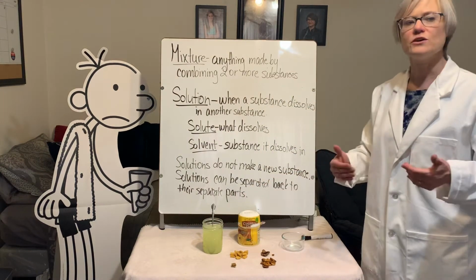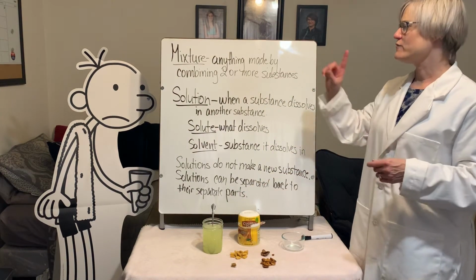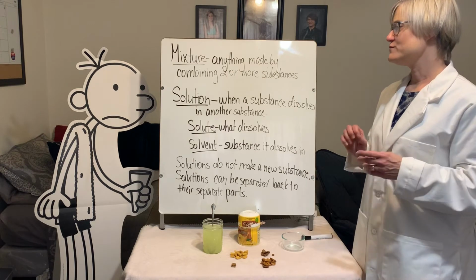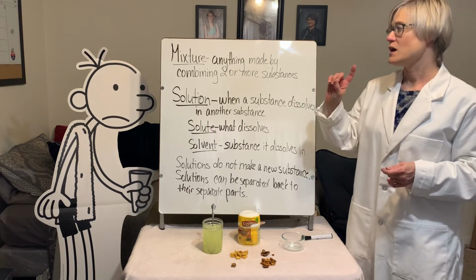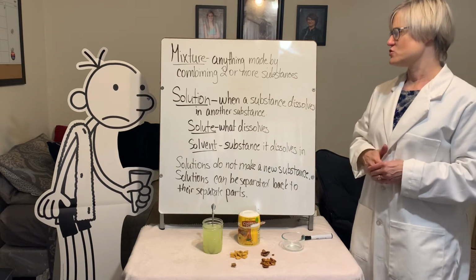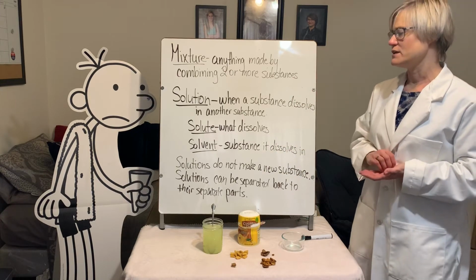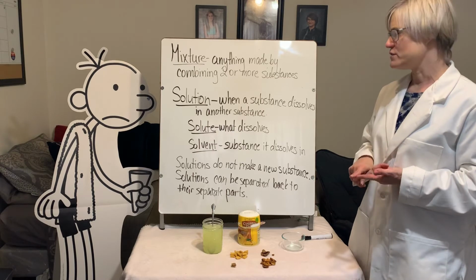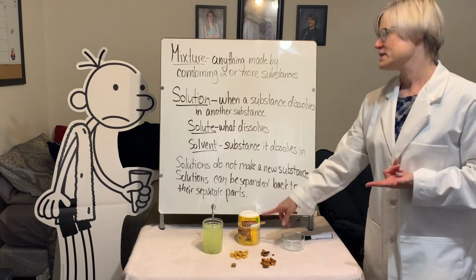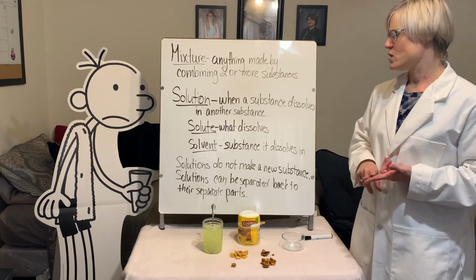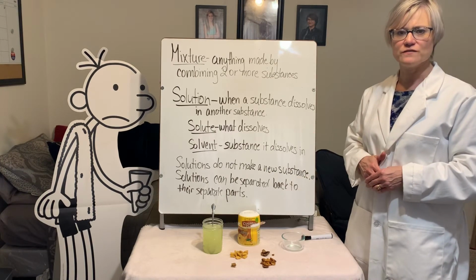All right, so in conclusion, we have mixtures that are made up of two or more substances when they are combined, and a solution is a type of mixture. It's when substances dissolve in another substance. So we have solutes, which is what is dissolved, the lemonade drink mix, and a solvent, which is the water, which is the substance it dissolves in.